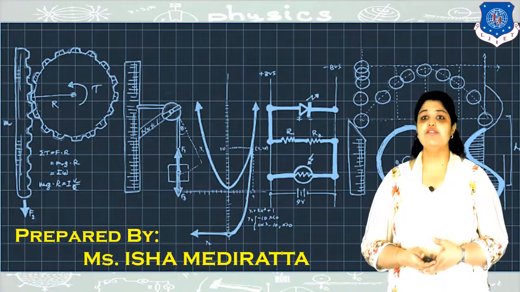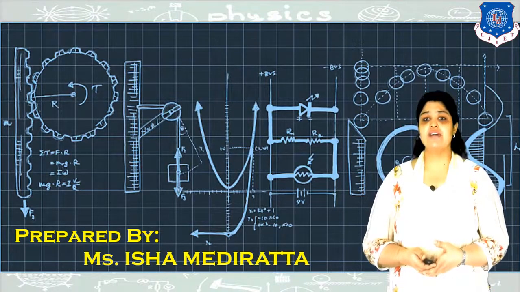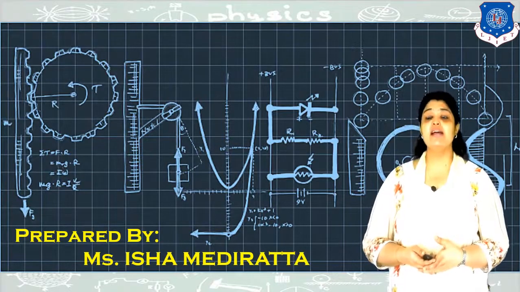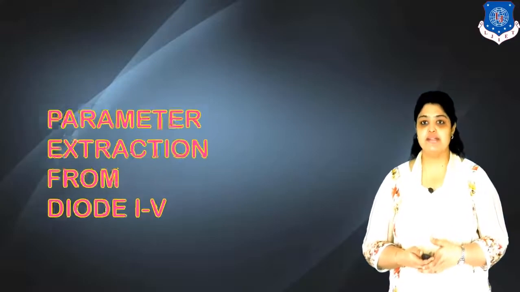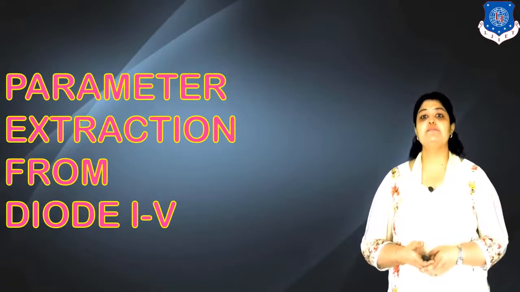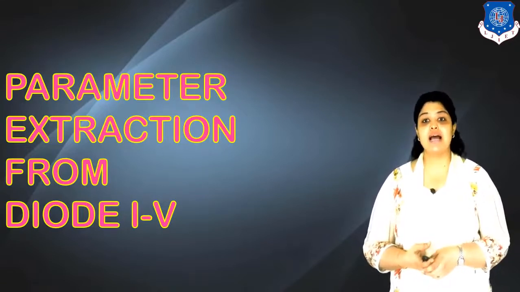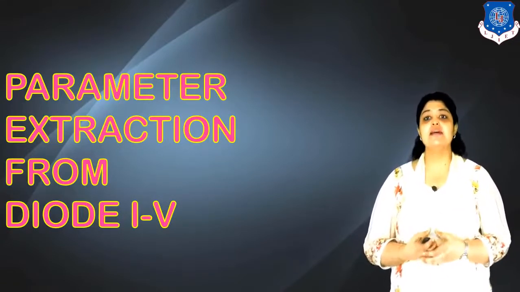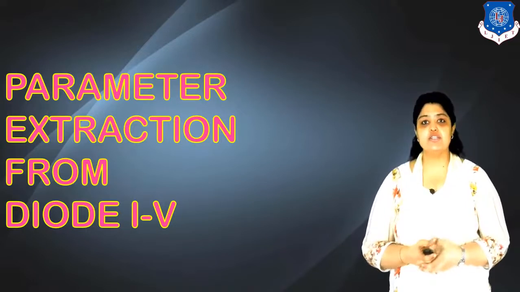We have started with the fourth chapter of our syllabus, that is measurements. Until now, we have covered 4-probe method, Van der Pol method, hot probe method and capacitance voltage measurements. In today's video, we are going to discuss another subtopic of the chapter, that is parameter extraction from diode IV. Diode IV means the characteristics of a PN junction diode.